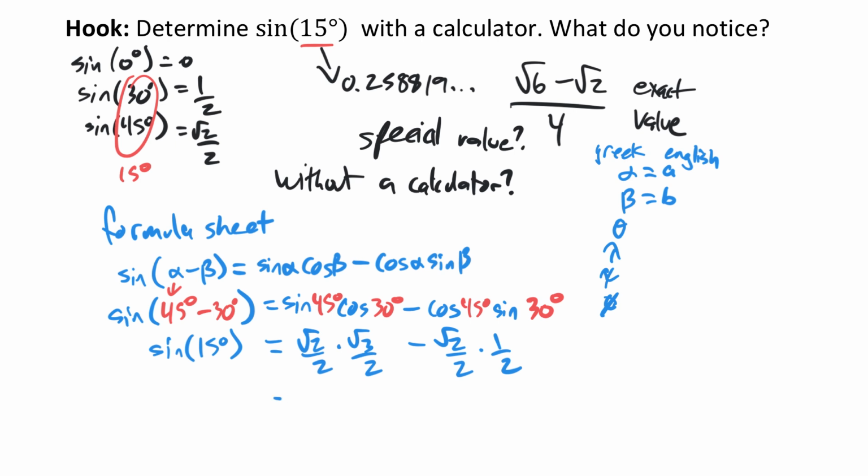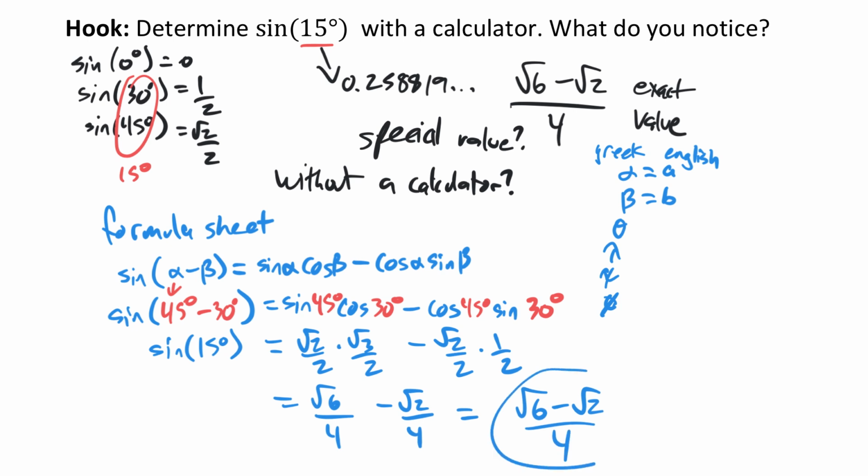Now root 2 times root 3 is root 6. 2 times 2 is 4. Root 2 times 1 is root 2. 2 times 2 is 4. Common denominator, root 6 minus root 2 over 4. And hey, we have the same value as our calculator. And we didn't need to use our calculator. So what is sine of 15? Sine of 15 is root 6 minus root 2 divided by 4. And we can determine it by using our formula sheet with this special formula, and of course with our regular unit circle values.